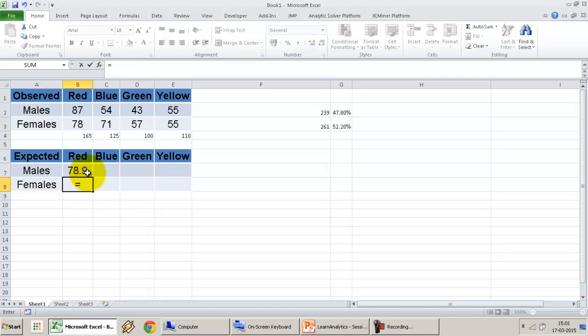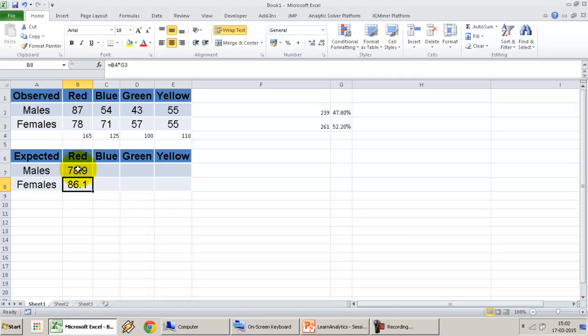The number of females that can be expected in the house is again the total number of students in the house multiplied by the percentage over there. So 52.2 of the 165 students are expected to be females. So we get the total number of males and females expected, and the total sum is 165. So this is the expected frequency distribution if there were no discrimination. If gender is not being discriminated in the house allotment, in Red House you would expect 78.9 males and 86.1 females.